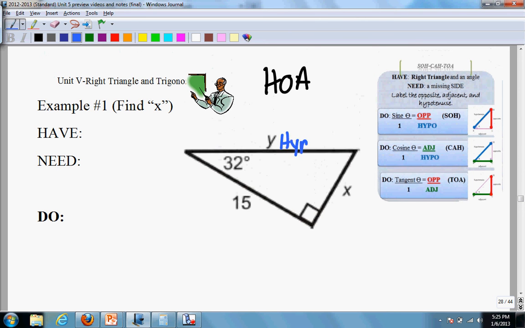this is our hypo, because it's across from the right angle. Now this is our theta, our given angle. That means we go like that, draw an arrow. That means x here is your opposite. And this 15 here is the adjacent.